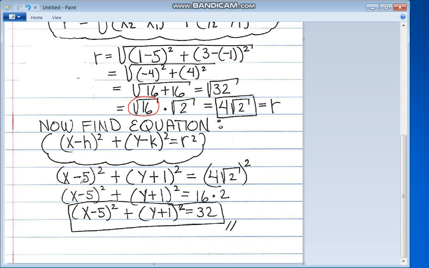Plug our values in. From the center we get (x minus 5) squared plus (y minus -1) squared, which I simplified to (y plus 1) squared, equals the radius, 4 times the square root of 2, squared. So I square the 4, I square the square root, then I multiply, and my final answer here is (x minus 5) squared plus (y plus 1) squared equals 32.